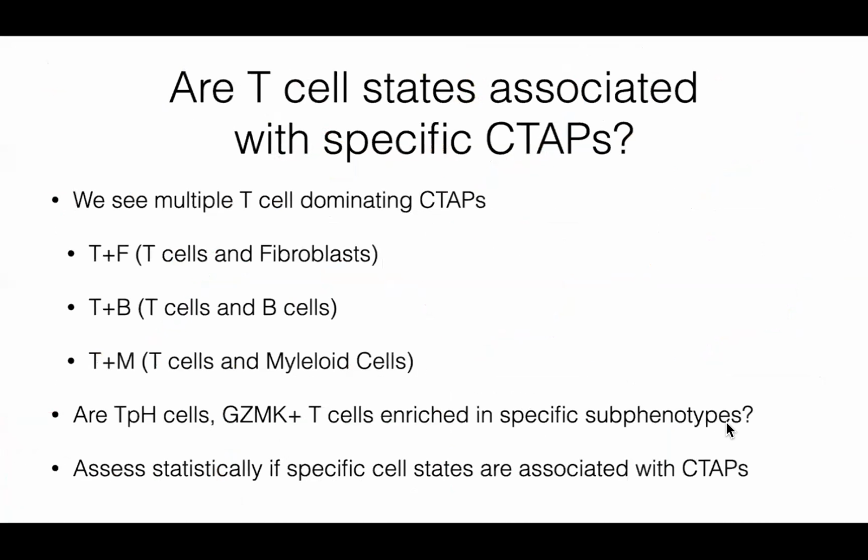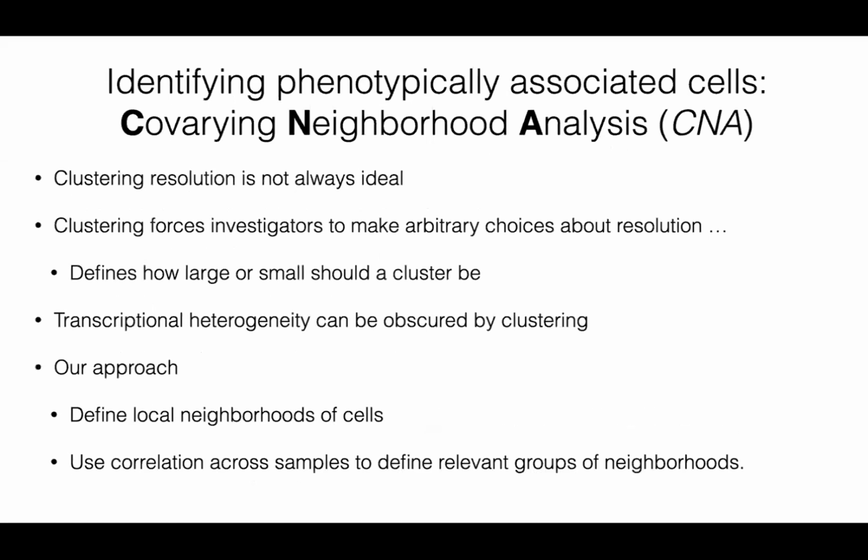Some of the key populations that we expected to see, we did see. And then a simple question: are the T cells associated with specific CTAPs? We see multiple T cells dominating the CTAPs. For example, there's some subset of patients with T cells and fibroblasts, some with T cells and B cells, some with T cells and myeloid cells. Are granzyme K T cells and TPH cells enriched equally in all of them? To address this, we developed a method called covariant neighborhood analysis. One simple question we could have asked is, are these clusters up in some subset of patients?